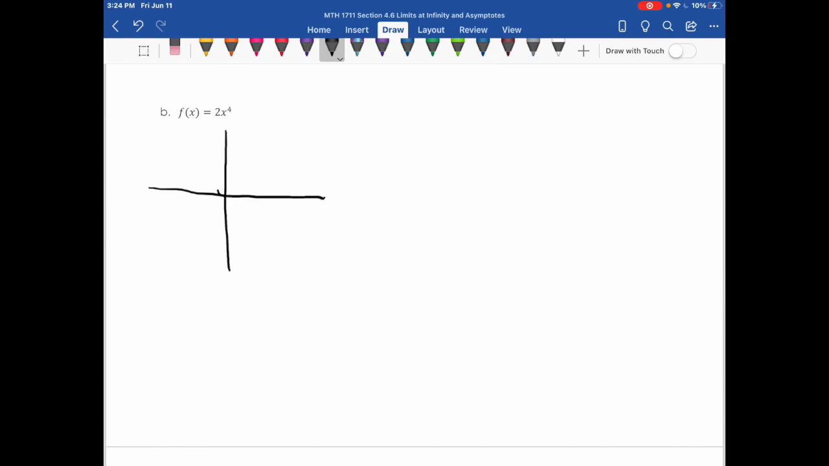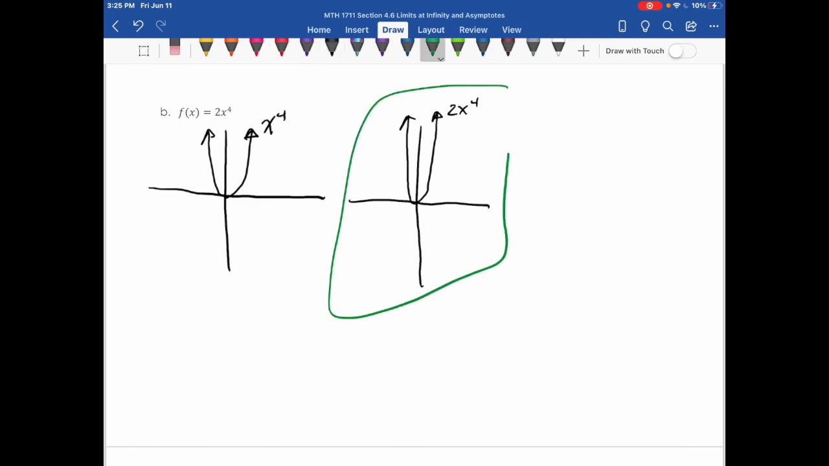Okay, let's look at this next graph. We're going to do the same thing for 2x to the fourth. X to the fourth looks similar to x squared. It just jumps up faster. This is x to the fourth. And then 2x to the fourth means there's a vertical stretch by a factor of 2, which means it's going to jump up even faster, so it's going to be even skinnier. And so this is the graph we're going to use to find our limits.